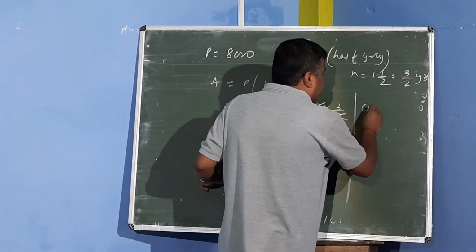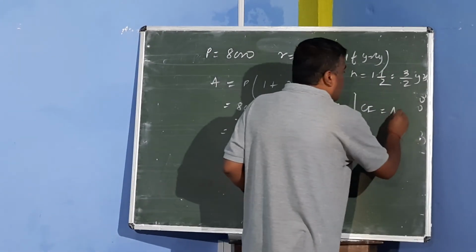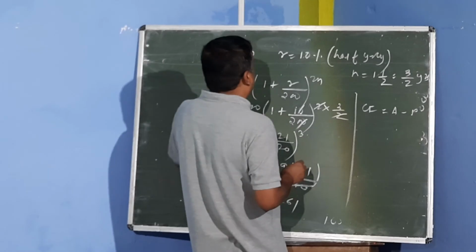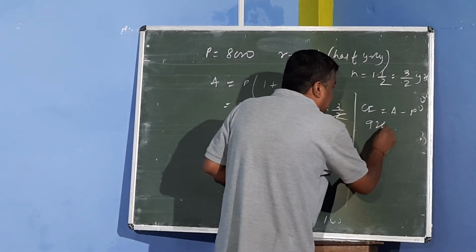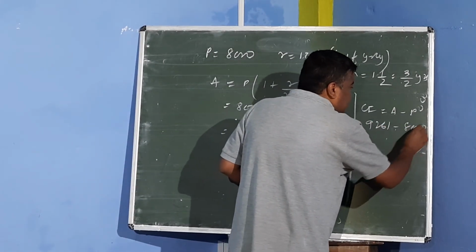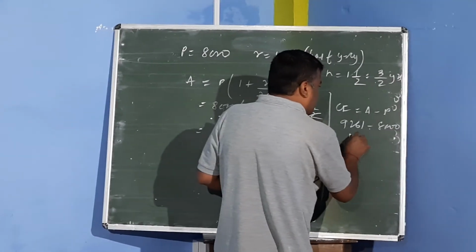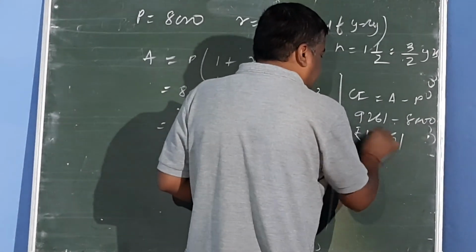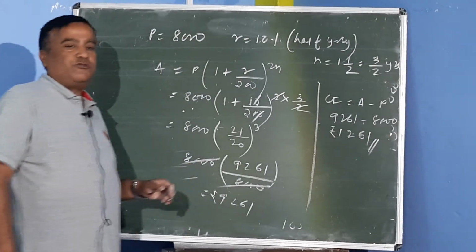Therefore, compound interest equals amount minus principal. What is the amount? Amount is 9261 minus 8000, which is 1261. That is your compound interest.